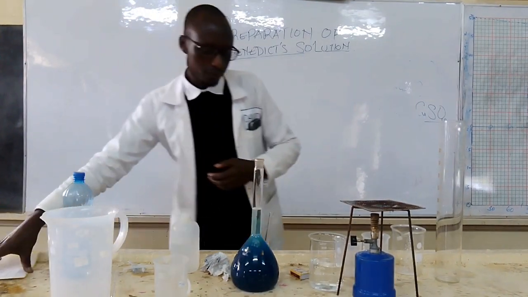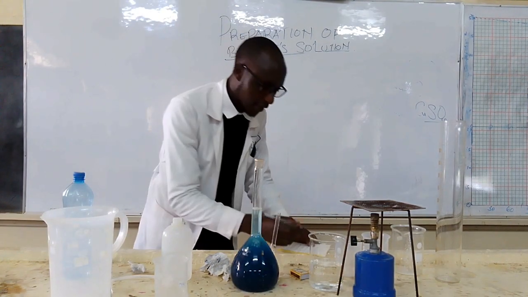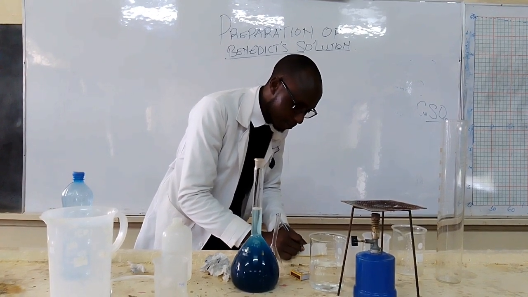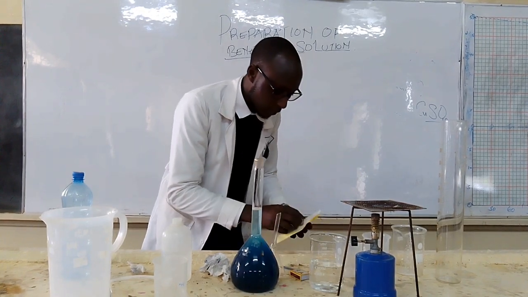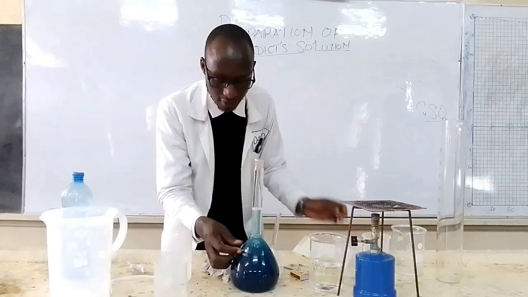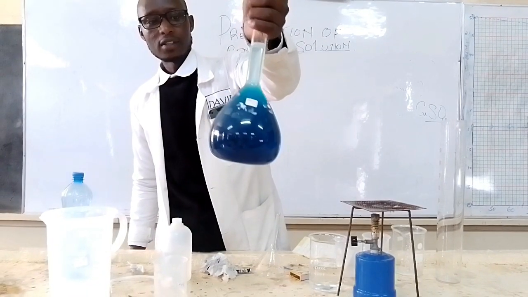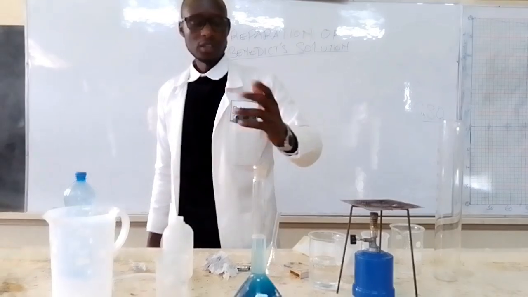So I'm going to label it, ensure that any other reagent that is prepared in the lab is labeled. So this is Benedict's solution. So I'm labeling it, and then our Benedict's solution is ready to use. So this is Benedict's solution. It's an indicator for simple sugars.